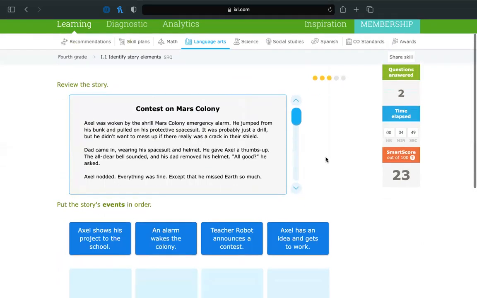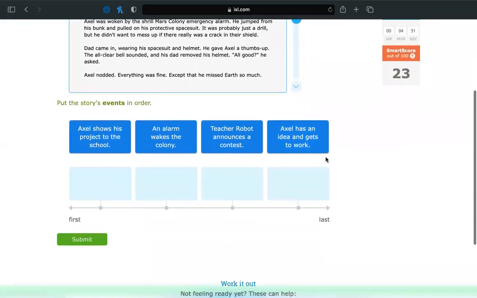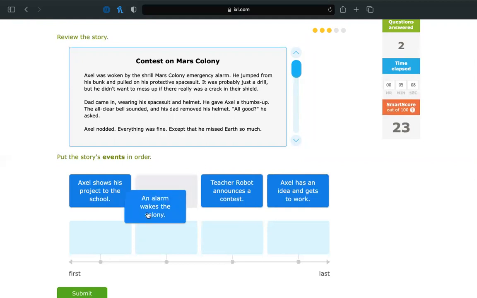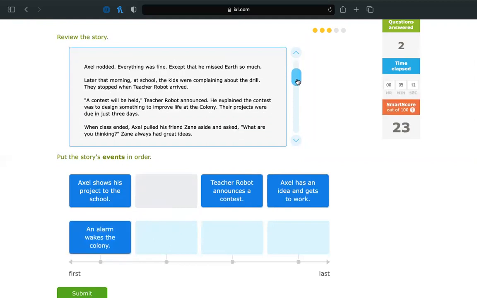All right, now we have to put the story's events in order. So the first thing that happened in these couple of paragraphs was they were doing a drill. They had an alarm that woke up the colony and it was a drill to make sure that nothing would happen if there was a crack in their shield. So I'm going to take this one and put it first. Next, let's scroll down a little bit.